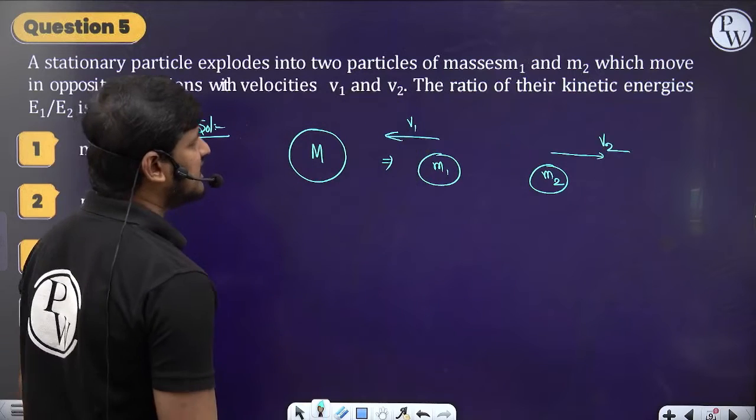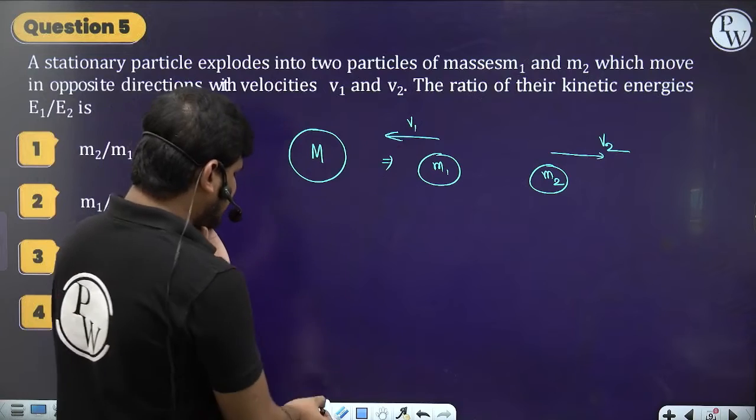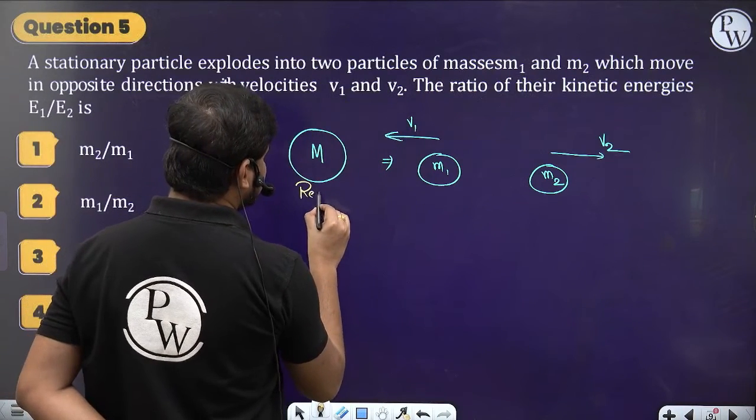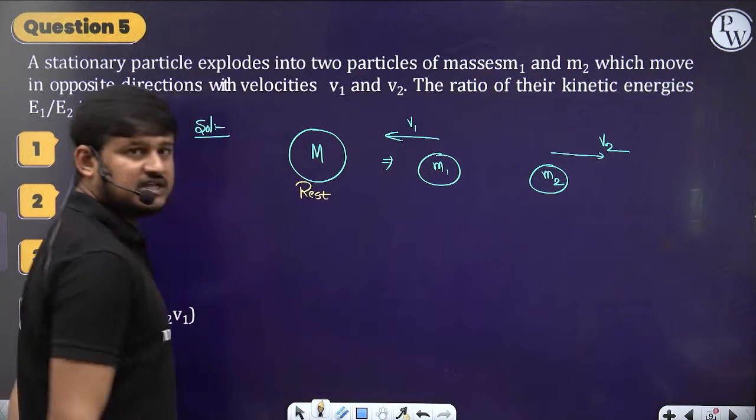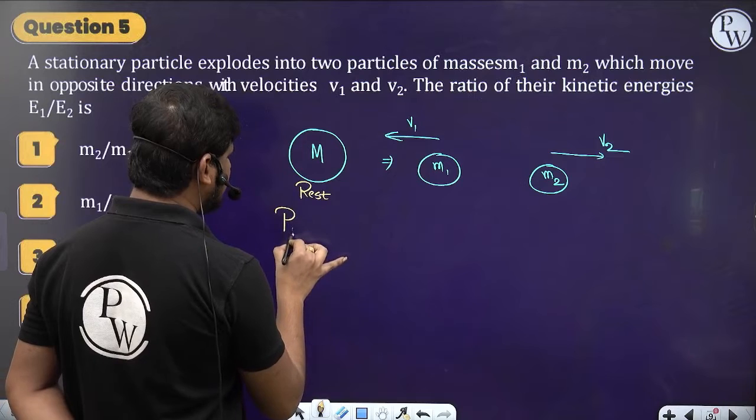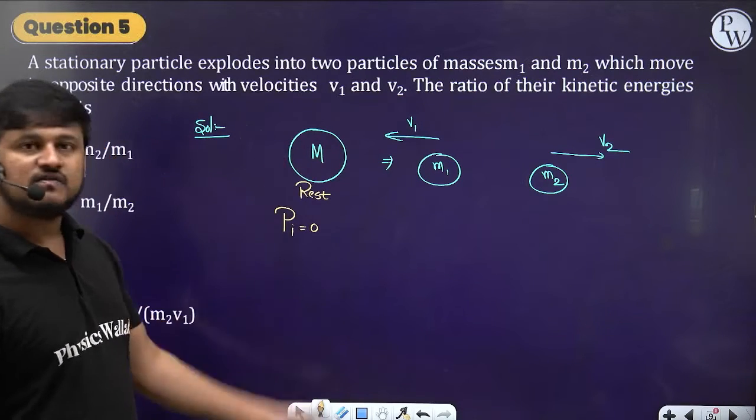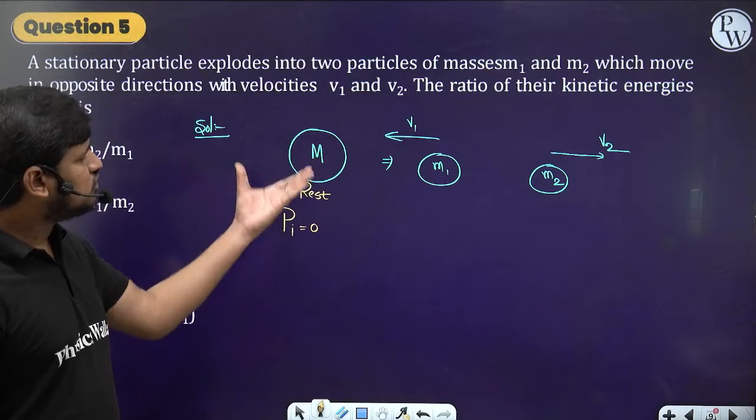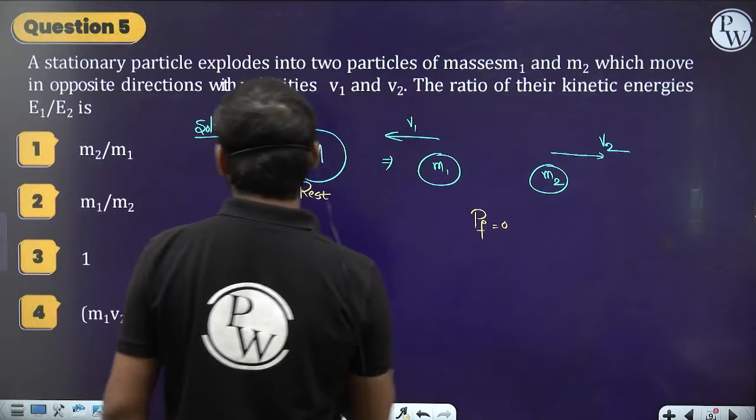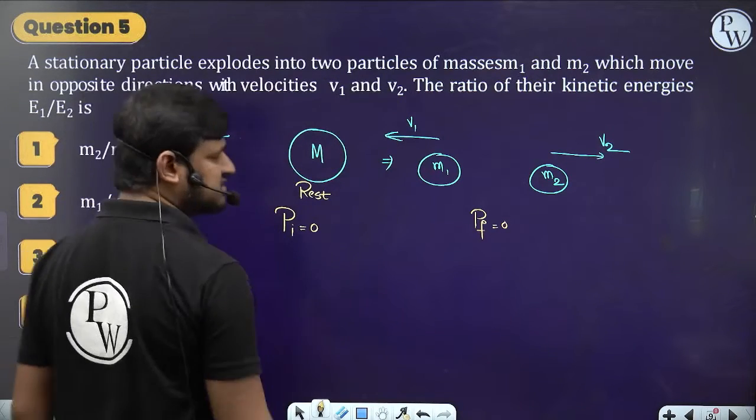Then the ratio of their kinetic energies is asked. So I can say simply, initially this capital M mass is at rest. So if it is at rest, the initial momentum of this will be equal to 0. So the final momentum also should be equal to 0. Why? There is no net external force acting on the system.